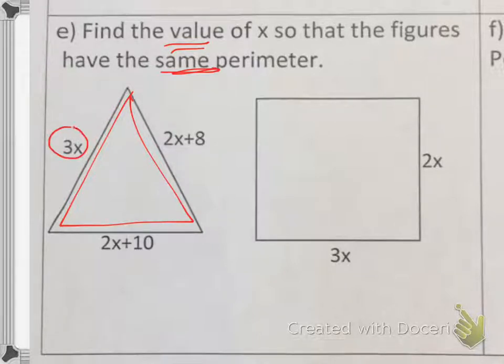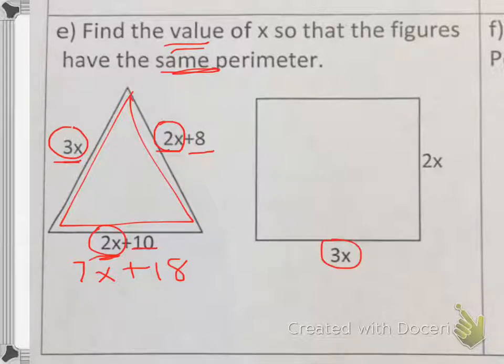So I'm just going to go around this perimeter here and combine my like terms. So how many x's do I have? I have 2 plus 3 plus 2. So 3, 4, 5, 6, 7. So I have 7 x's on this side. And then I have 10 plus 8, which is 18. So the perimeter of that triangle is 7x plus 18. So now I'm going to find the perimeter of the square and set it equal to it.